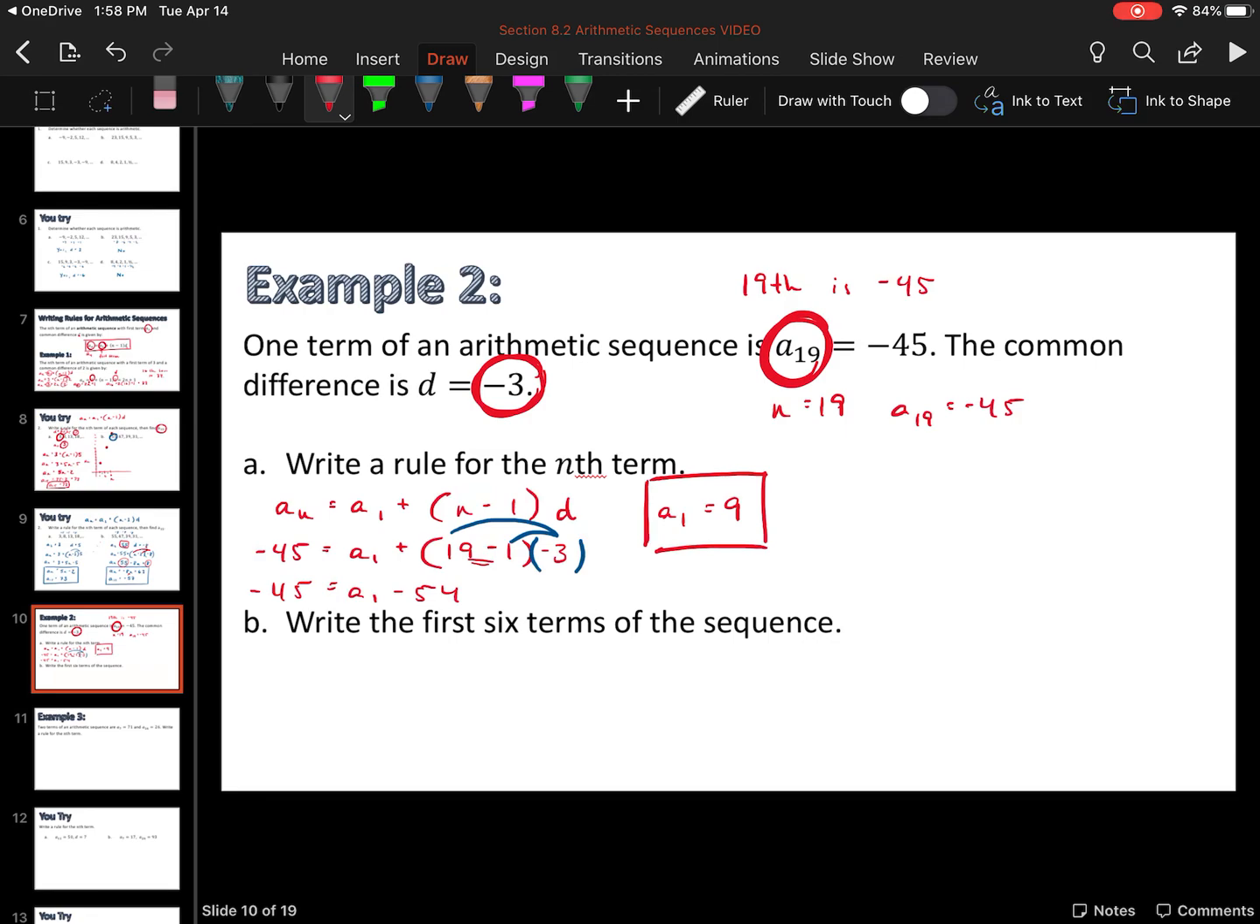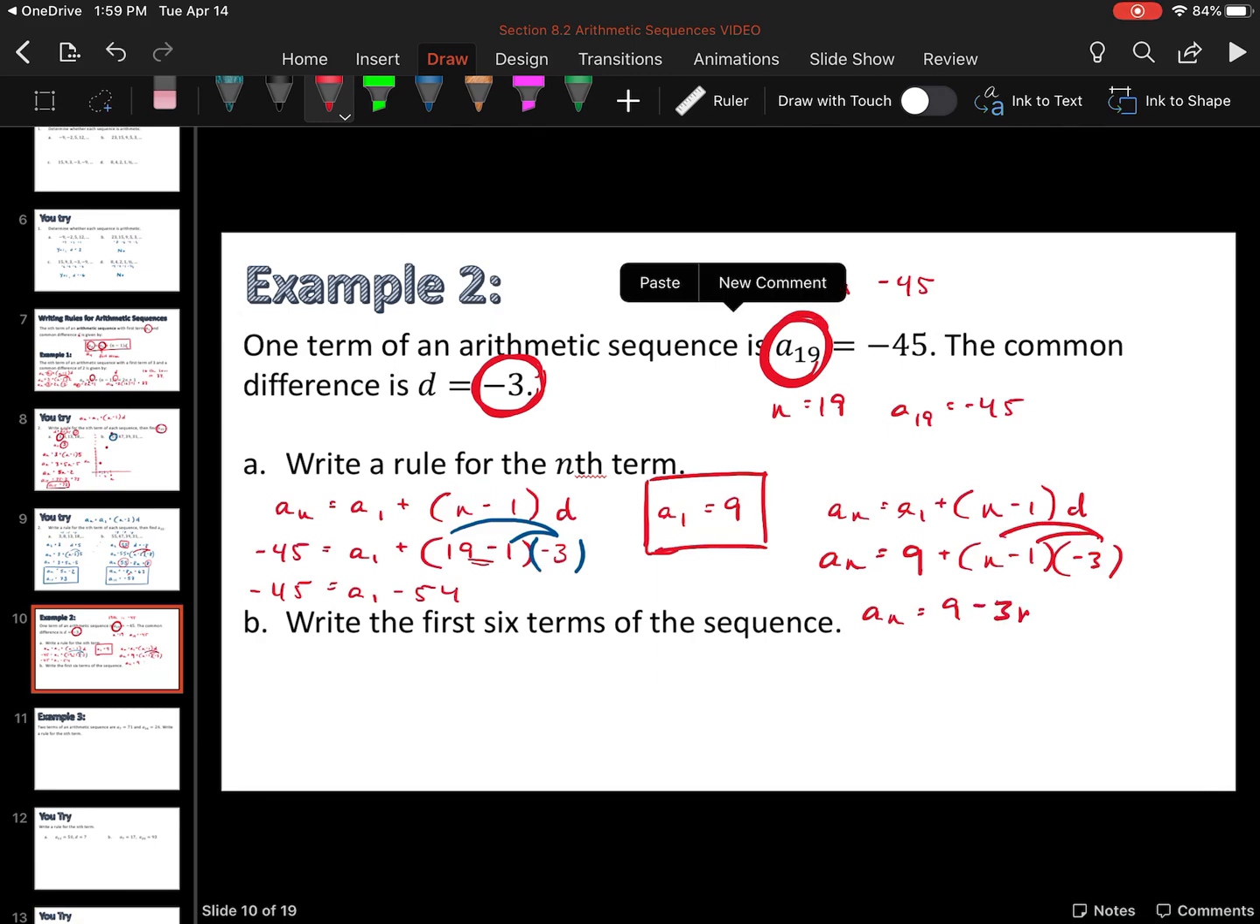Now, that's not what we needed, but we do have the information we need to write the formula, because a sub n is equal to a sub 1 plus n minus 1 times d. A sub n is going to be equal to 9, which is my first term, plus n minus 1 times my common difference, which is negative 3. Distribute in, multiply it all out. You should get a sub n is equal to negative 3n, and then negative 3 times negative 1 is positive 3. Combine your like terms, a sub n is equal to negative 3n plus 12.